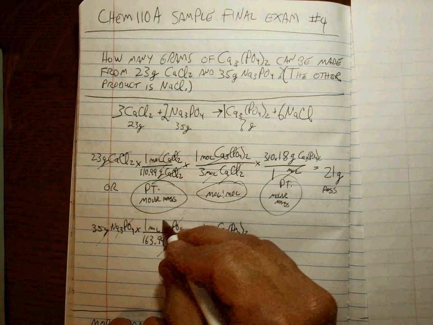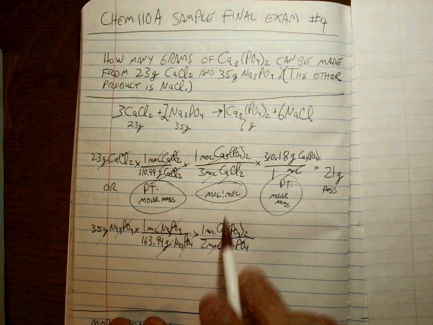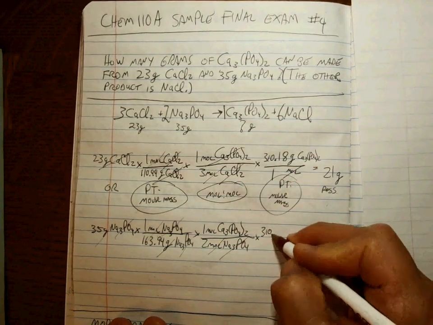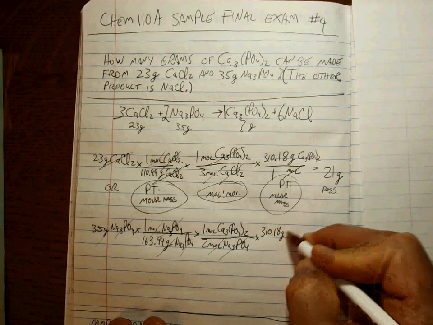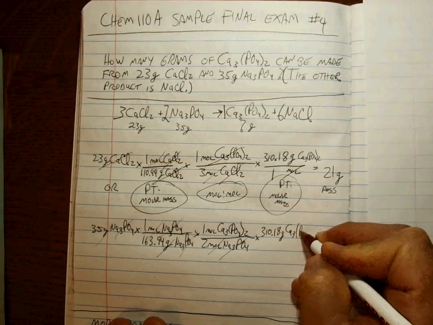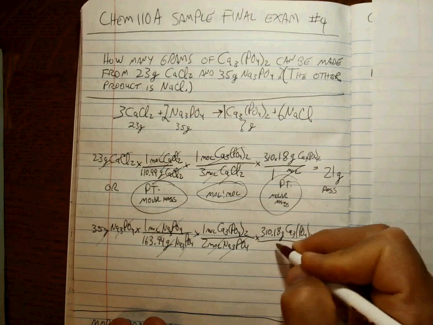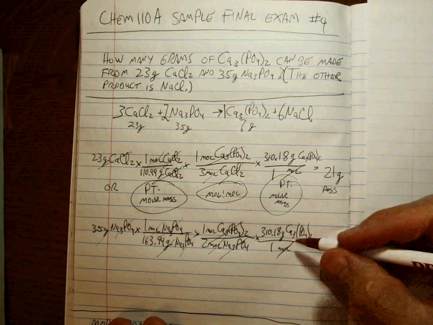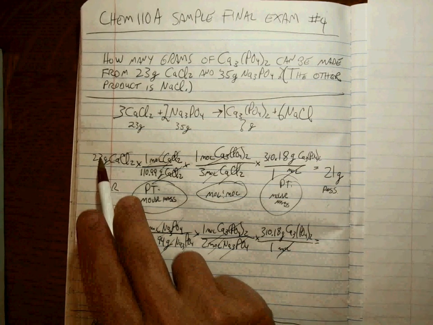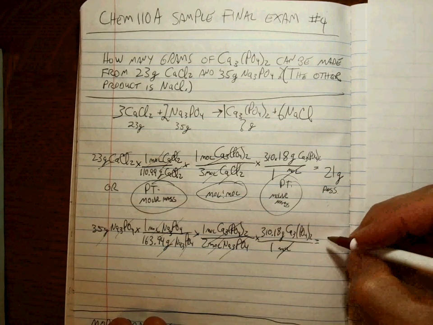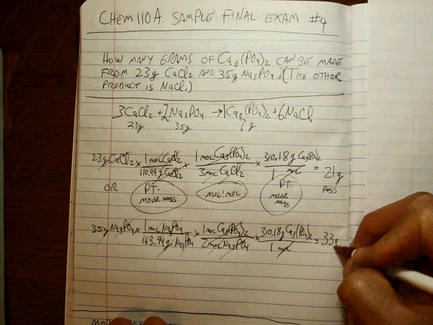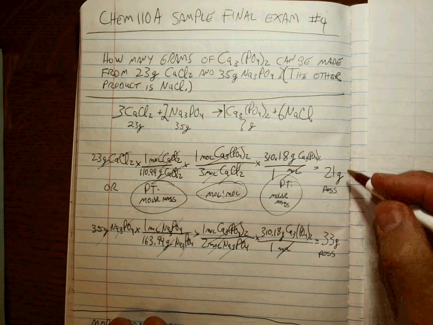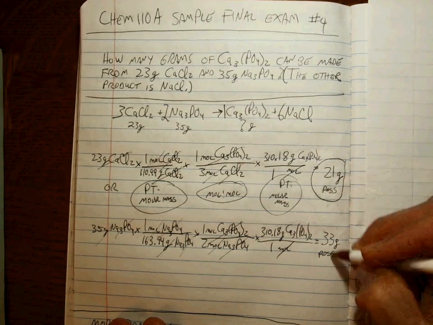Excellent. Once we're at moles of calcium phosphate, we're using the same molar mass because it's the same stuff. Calcium phosphate per 1 mole. And our result with this calculation to 2 sig figs is 33 grams. You can't make both 21 and 33 grams. You can only make the smaller amount.